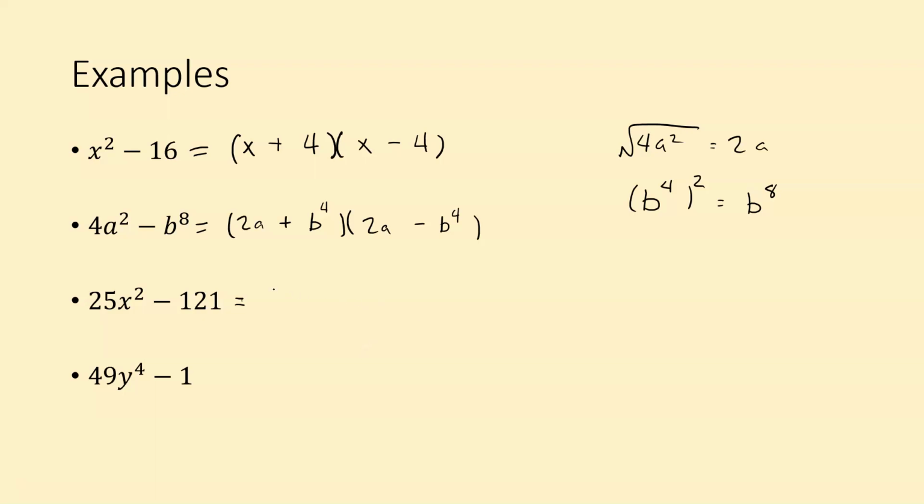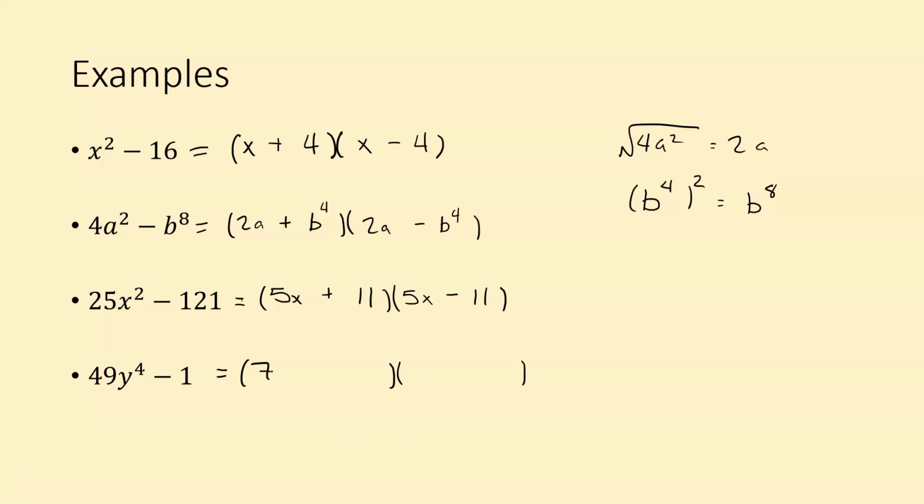All right, let's take a look at the next one. 25x squared, square root of 25 is 5. Square root of x squared is just x. Square root of 121 is 11. And then we add our plus and minus in between. That's all you have to do for that. Finally, this last example.